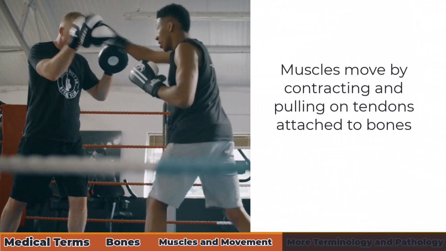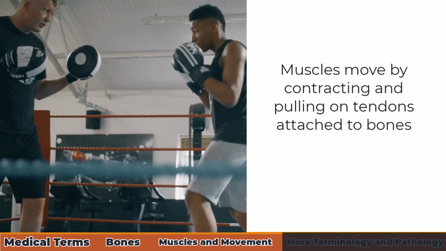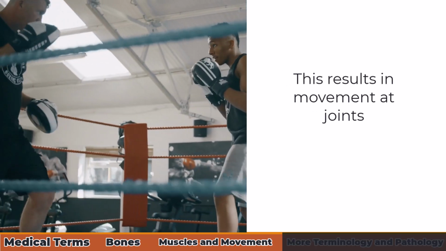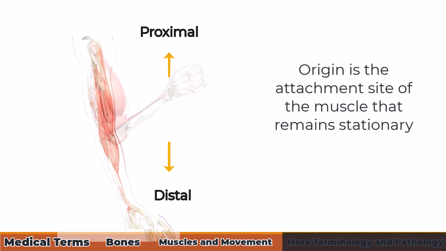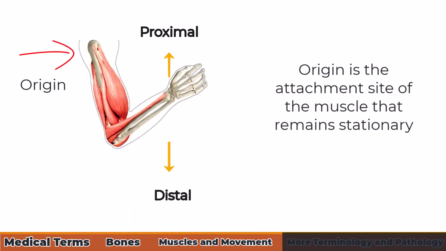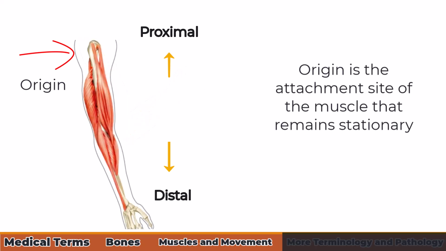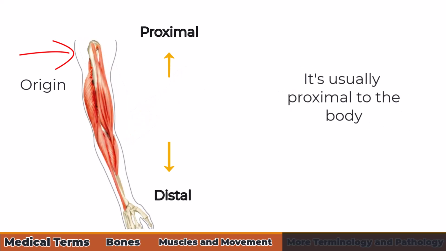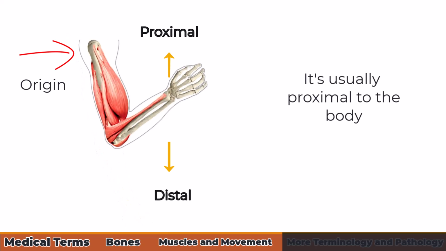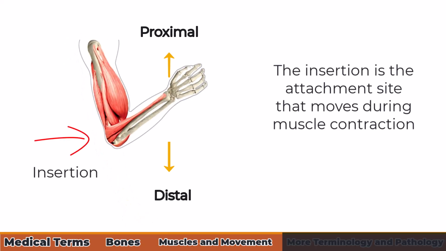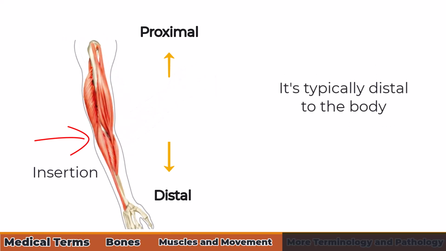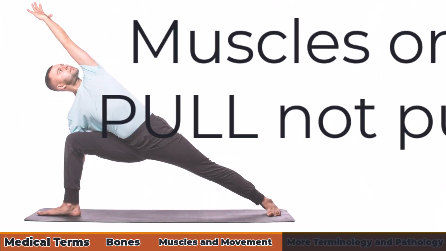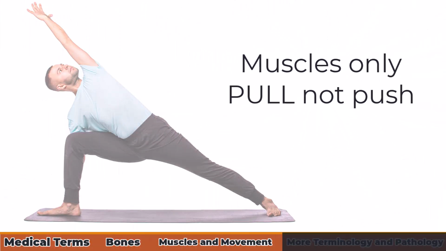Muscles move by contracting and pulling on tendons attached to bones. This results in movement at joints. The origin is the attachment site of the muscle on the bone that remains relatively stationary during muscle contraction. It's typically considered proximal to the body. The insertion is the attachment site of the muscle on the bone that moves during muscle contraction. It's typically considered distal to the body. Muscles can only pull, not push.